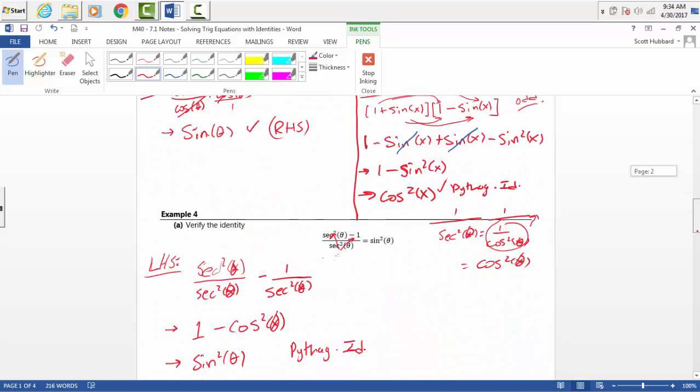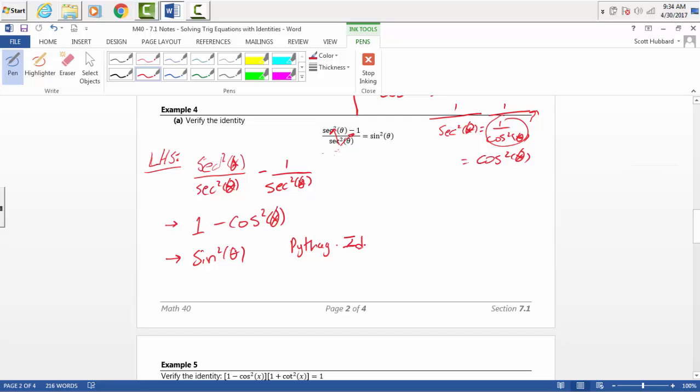So that's why 1 minus cosine squared is equal to sine squared. And guess what? That's the right side. So we're done. We just showed that the left side does equal the right side. Okay?